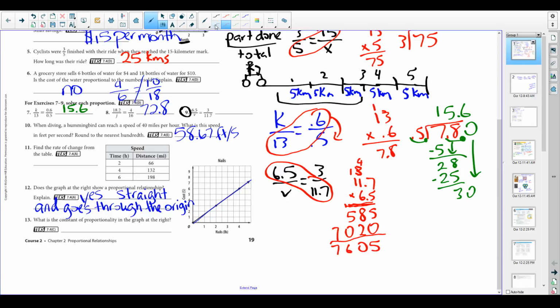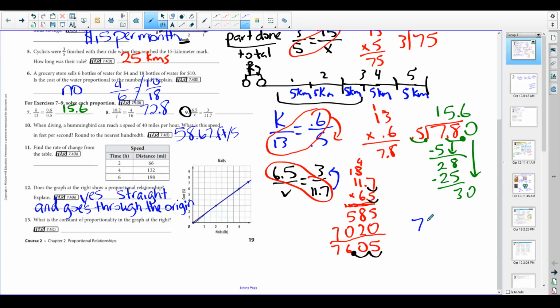So 7605, and then we count up our decimal places. We have 1 up top, 1 in the bottom, so we need 2 in our answer. So we have 76.05. This is a pain. And then we're going to divide all that by 3.